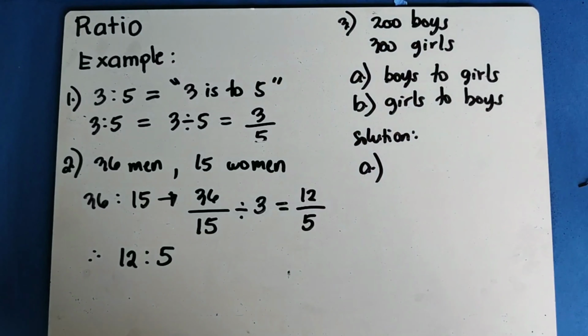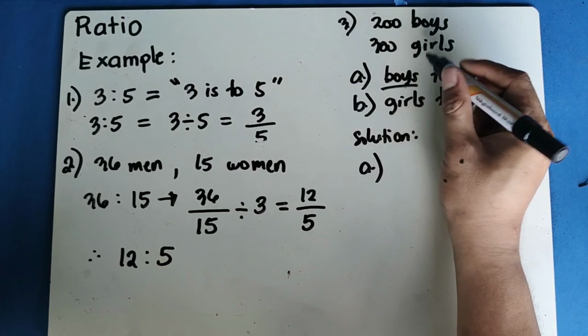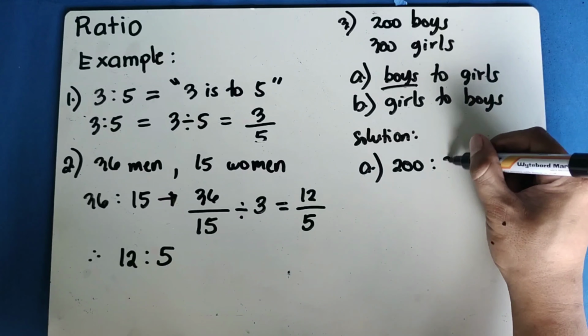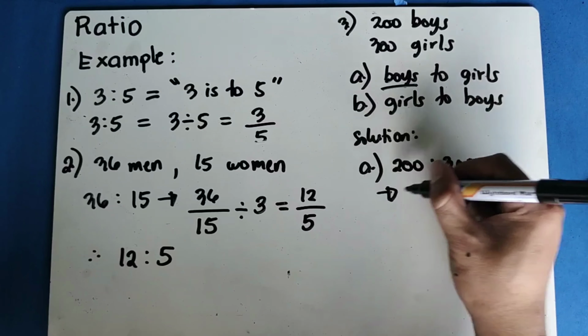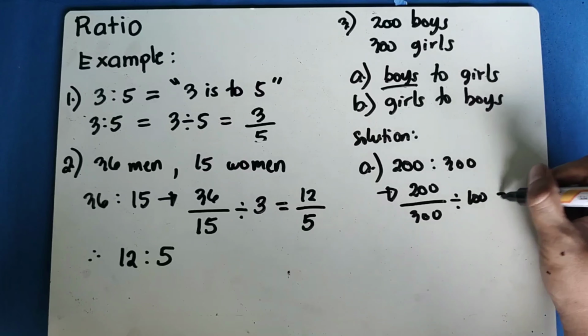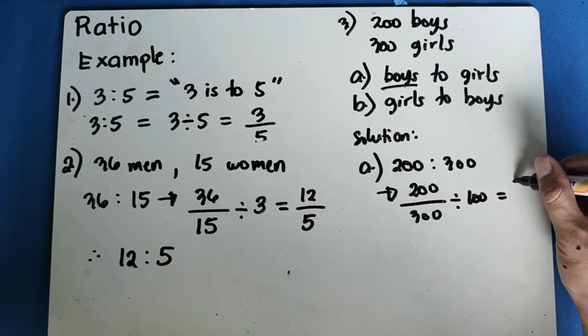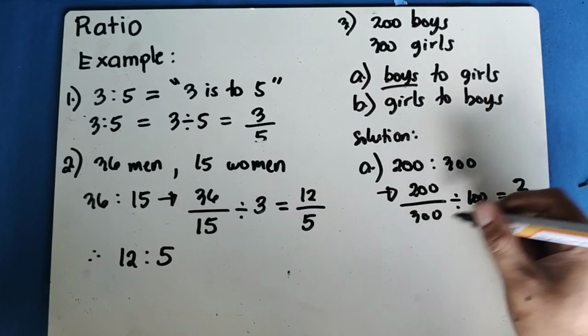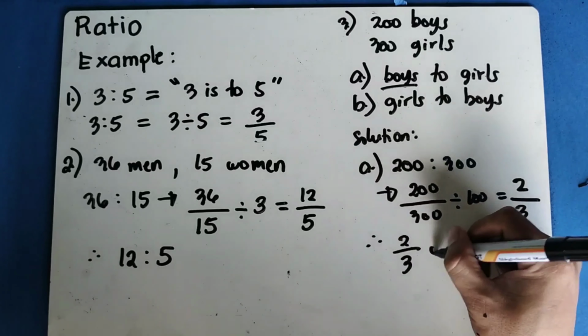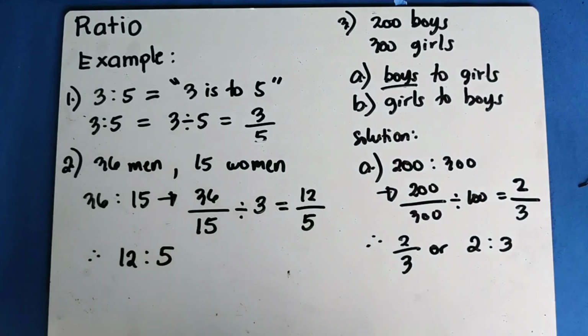For the solution, first, we are going to find the ratio of boys to girls. For the boys, we have 200. So we need to write first that 200 is to girls 300. So we can write it in the form of 200 over 300. And we can reduce it to lowest term. These numbers are divisible by 100. So 200 divided by 100, the result is 2. And 300 divided by 100, the result is 3. Therefore, the ratio of boys to girls is 2/3 or 2:3.